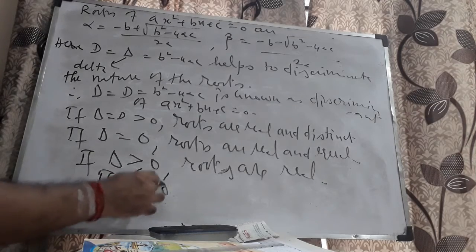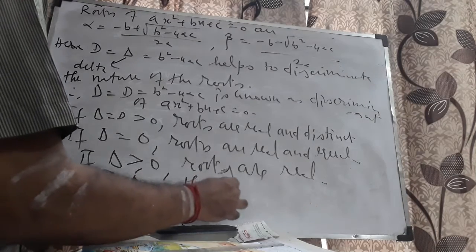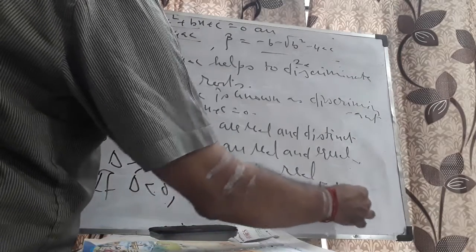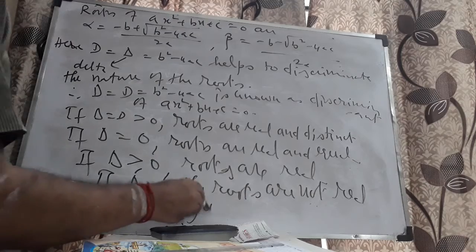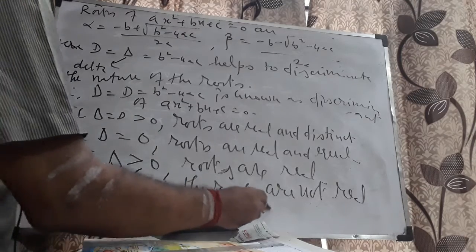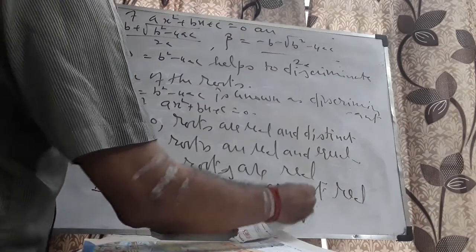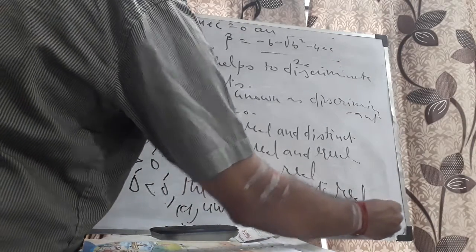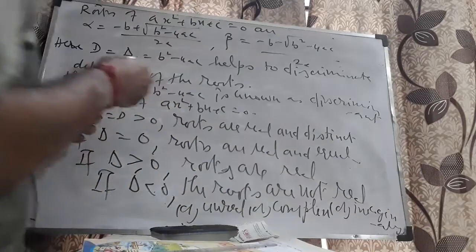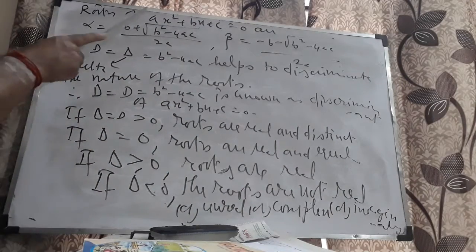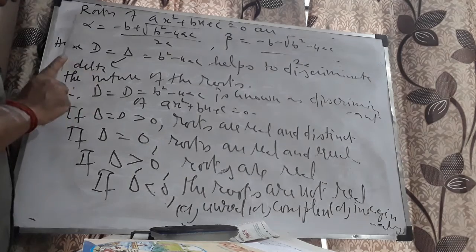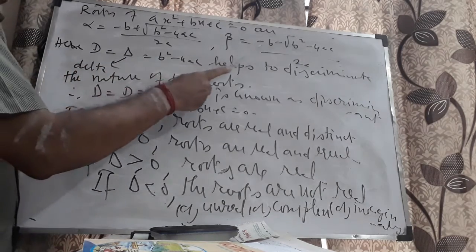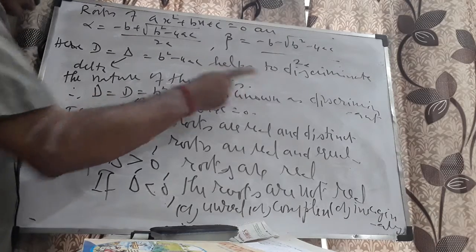If delta is less than 0, the roots are not real, or unreal, or complex, or imaginary. Either way you can say imaginary. Let me just explain once again. Roots of ax square plus bx plus c is equal to 0, or alpha is equal to minus b plus root of b square minus 4ac by 2a. Beta is equal to minus b minus root of b square minus 4ac by 2a.